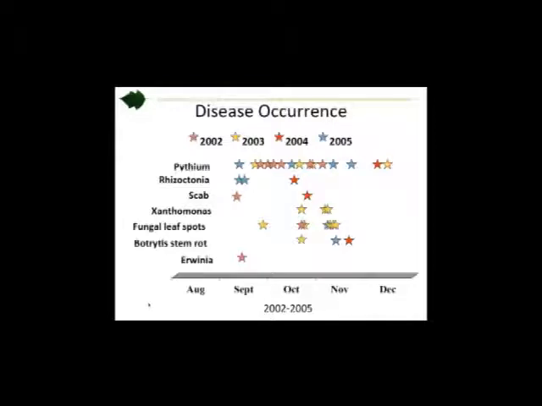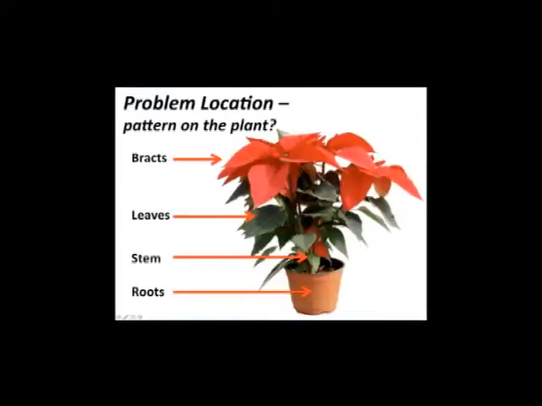What it does show is that Pythium is problematic throughout the entire production season of poinsettia. However, some diseases are just associated with the beginning stages when they're cuttings, and this would be scab and Erwinia. It also shows that you can find Pythium most years in greenhouses, and that some diseases are more problematic in different years. This might have to do with the source of the cuttings, etc.